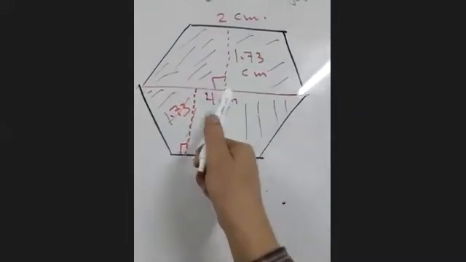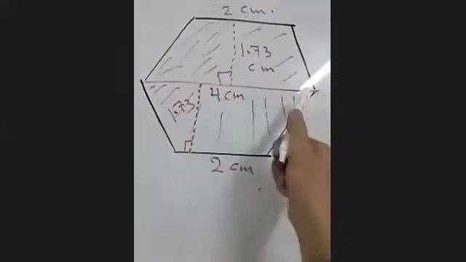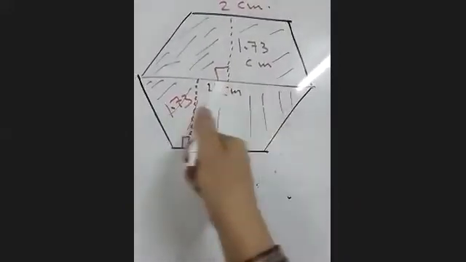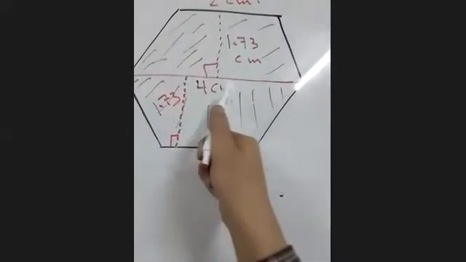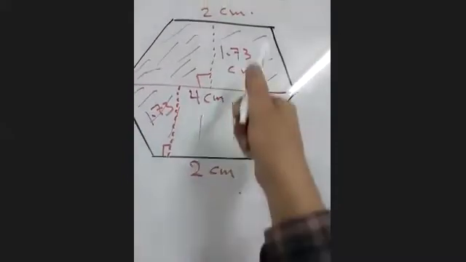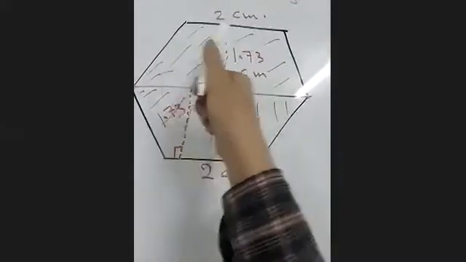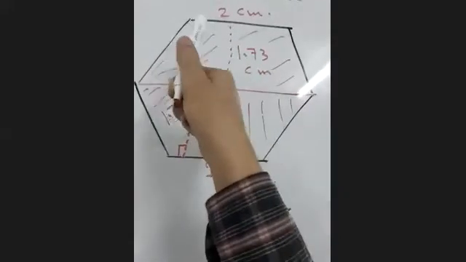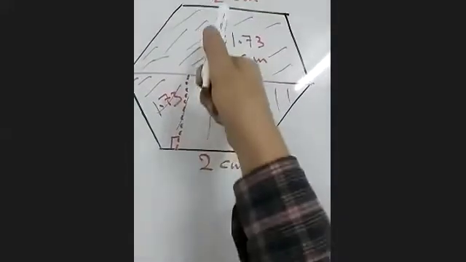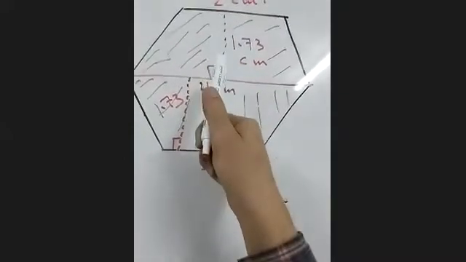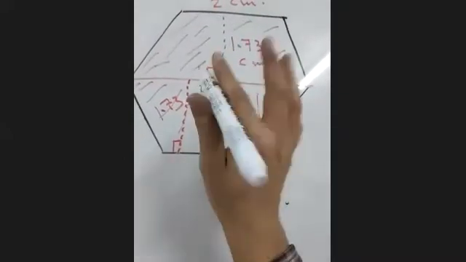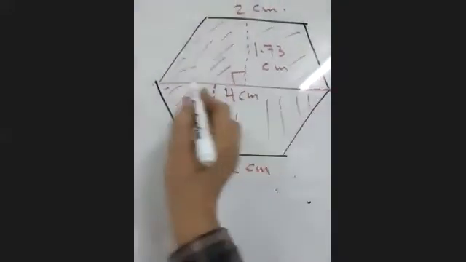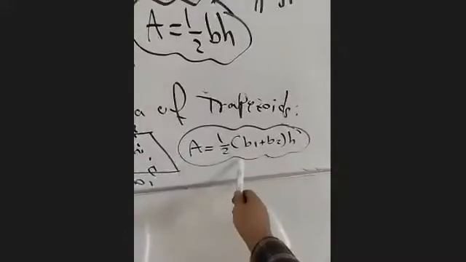2 centimeter. The upper one. How much is base 1 for it? Yeah, it is 4 centimeter. How much is base 2? 2.7 centimeter. How much is the height? 1.73. So we have base 1, base 2, and height. Can we find the area? Yes, we can.